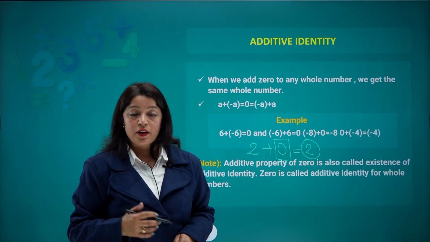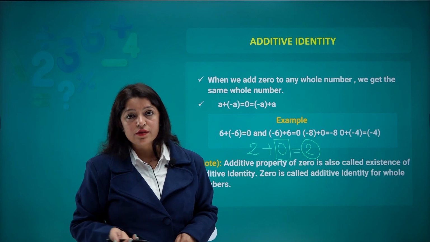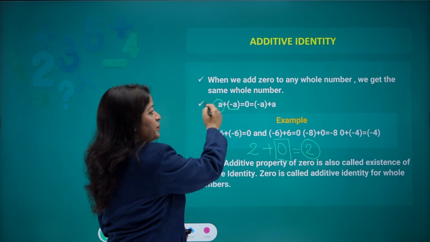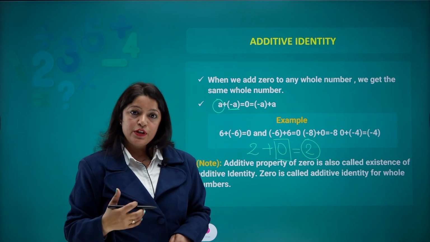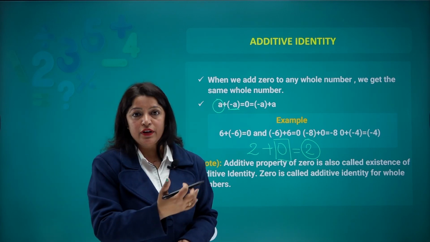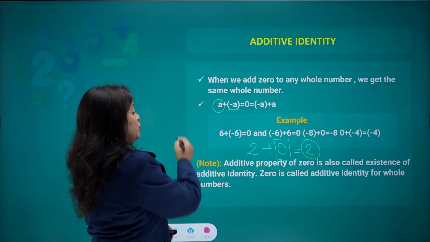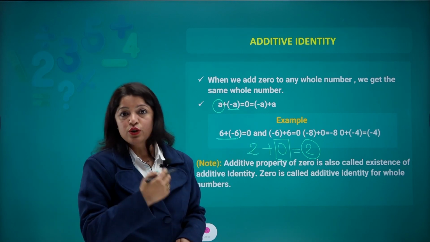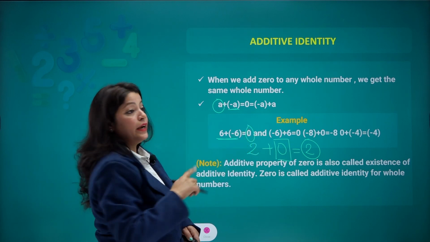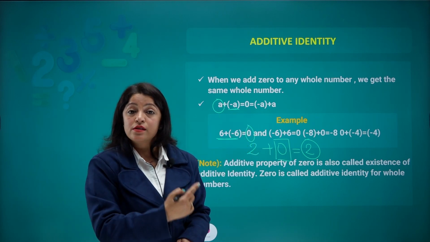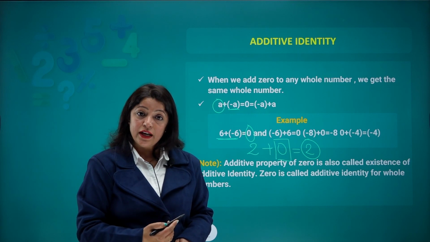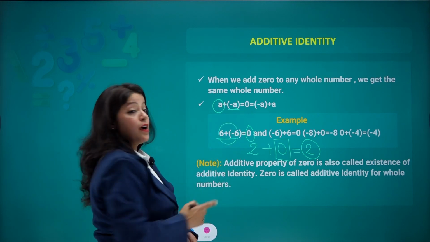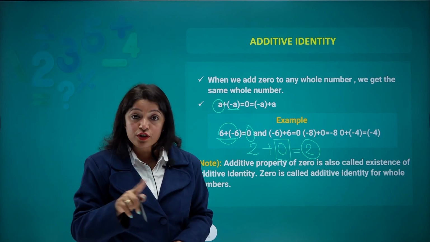In other words, we can also say this thing, that if I add the negative of a number to that number, that means if to a I am adding negative a. For example, if to 6 I add negative 6, I get the result 0. Okay, so I am getting the identity element, that is 0. I am getting the additive identity element 0. And what are 6 and minus 6 to each other? They are additive inverse of each other.